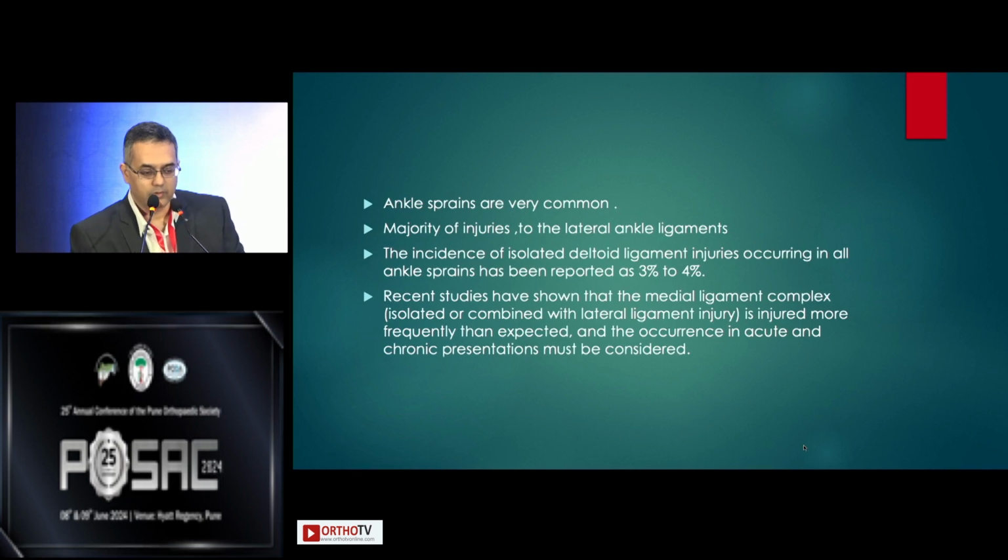Ankle sprains are very common. The majority are lateral ankle ligaments. Incidence of isolated deltoid ligament injuries is about 3 to 4%. Recent studies have shown that the medial ligament complex is injured more frequently than expected, so occurrence in acute and chronic presentation should be considered.